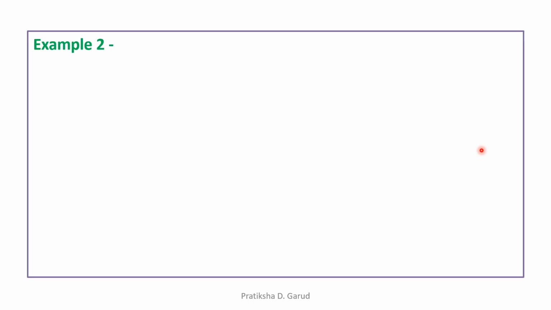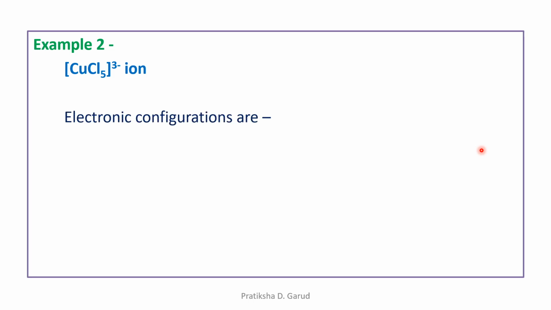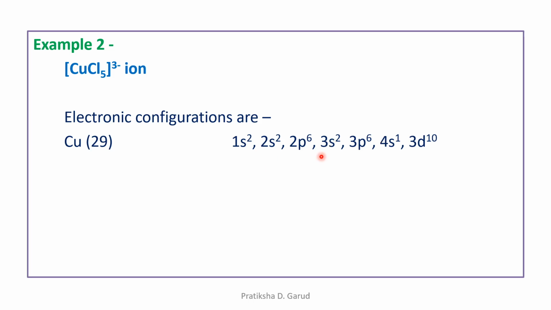Then the second example is the CuCl5 3- ion. Let's see the electronic configuration for copper, which has the atomic number 29: 1s2, 2s2, 2p6, 3s2, 3p6, 4s1, 3d10. Or the electronic configuration is the argon core, that means atomic number 18, remaining is 4s1, 3d10. Here the oxidation state of the copper is +2.